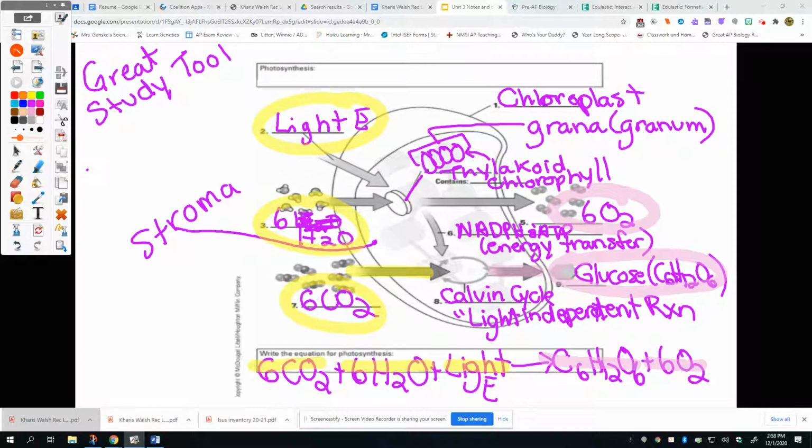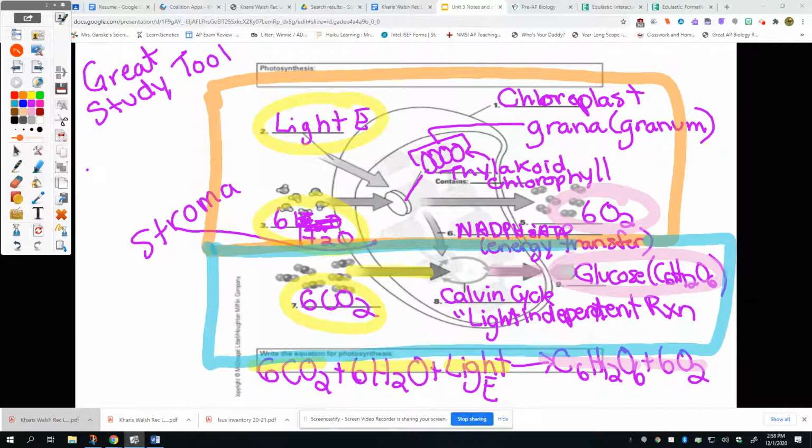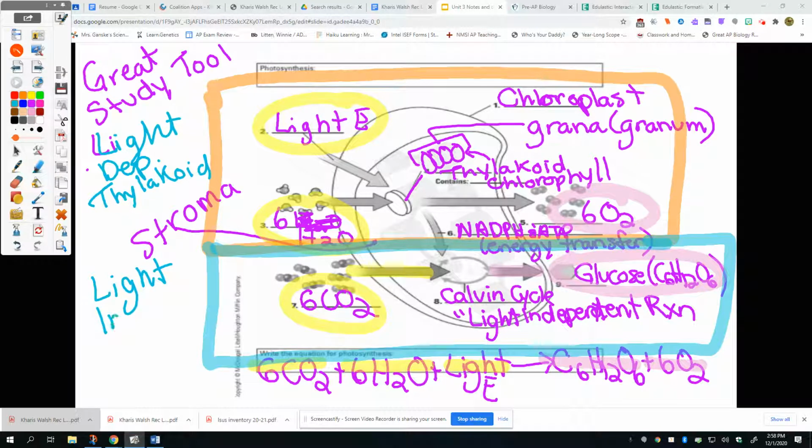So we have the light dependent reaction and the light independent reaction, and we can see where it happens, we can see what happens. So light dependent, and it occurs in the thylakoid, and then we have the light independent, and it occurs in the stroma.